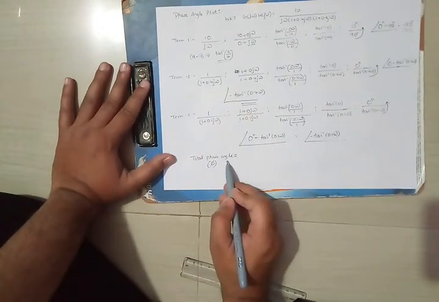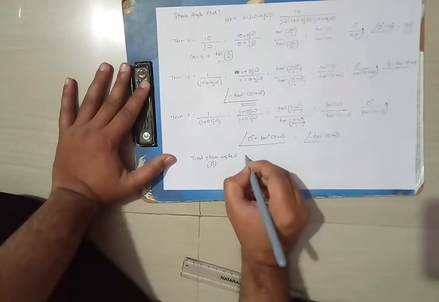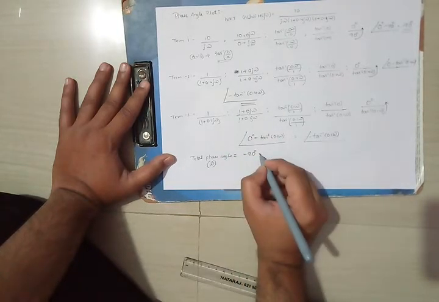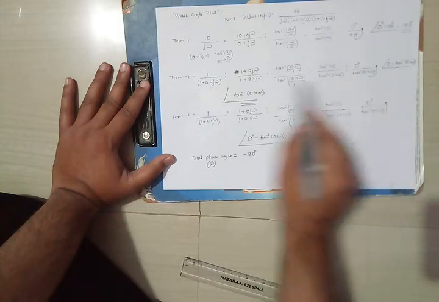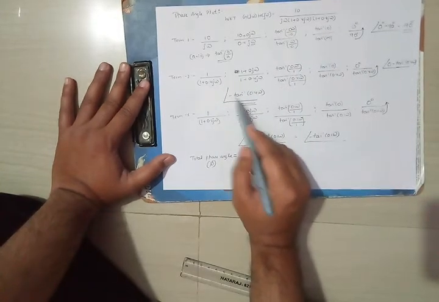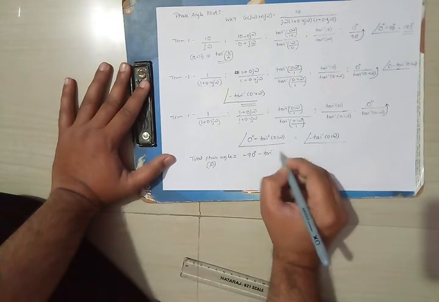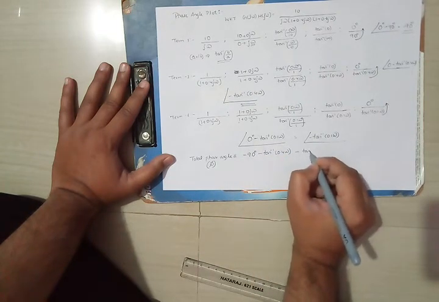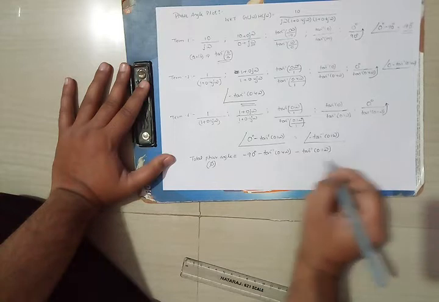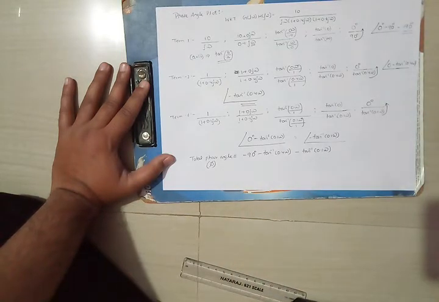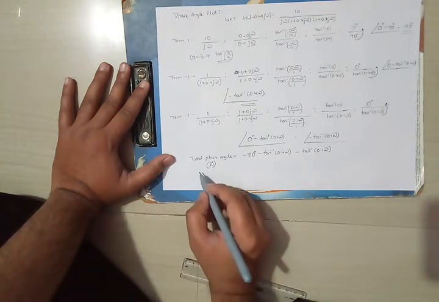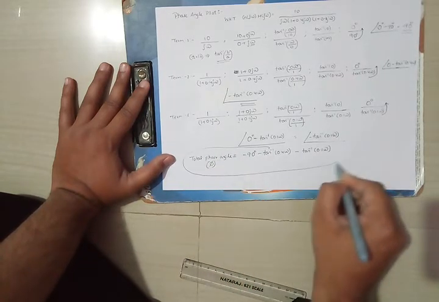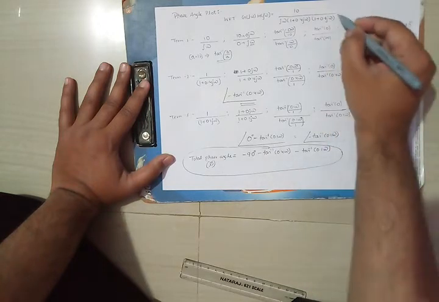So the total phase angle will be equal to minus 90, which is the phase angle for the first term, plus the phase angle of term 2, minus tan inverse of 0.4 omega, minus tan inverse of 0.1 omega. The summation of individual term phase angles, whatever we have got, that will be the total phase angle. So this expression is the expression for the total phase angle for this particular expression.